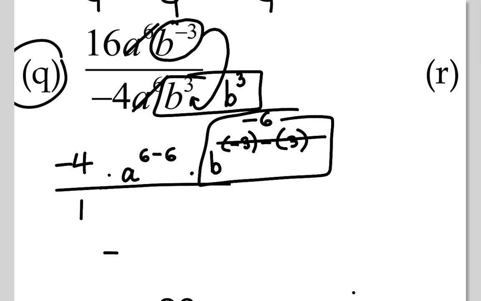I'm going to finish this off. Negative 4, a to the 0, that's just 1. Like we said, they are just going to cancel. And then b to the 6.